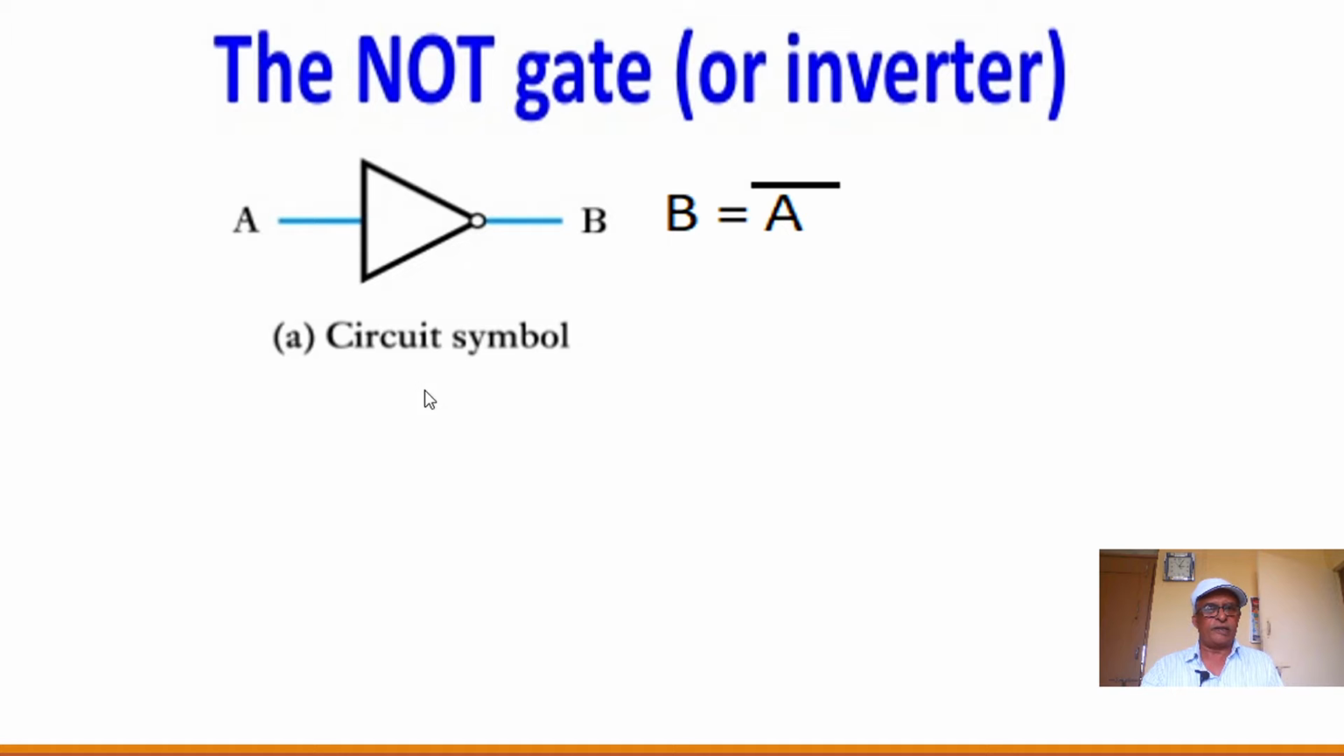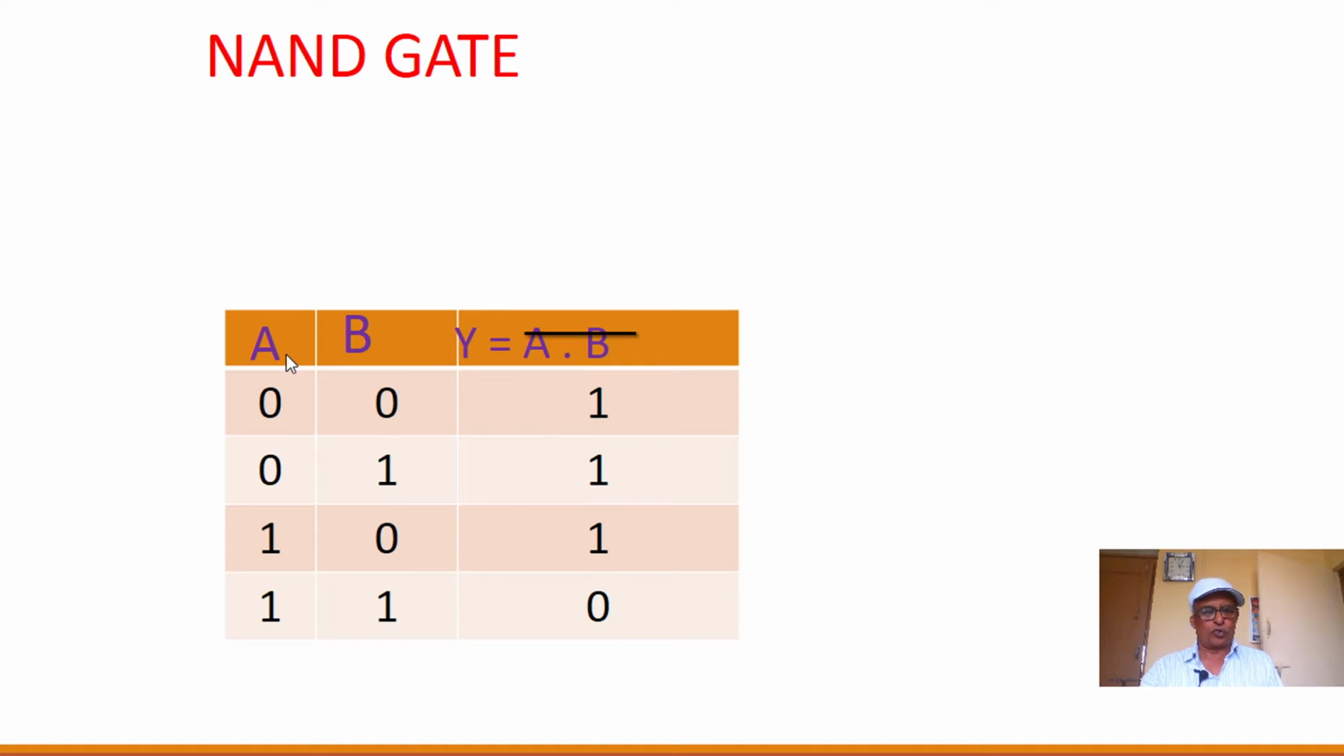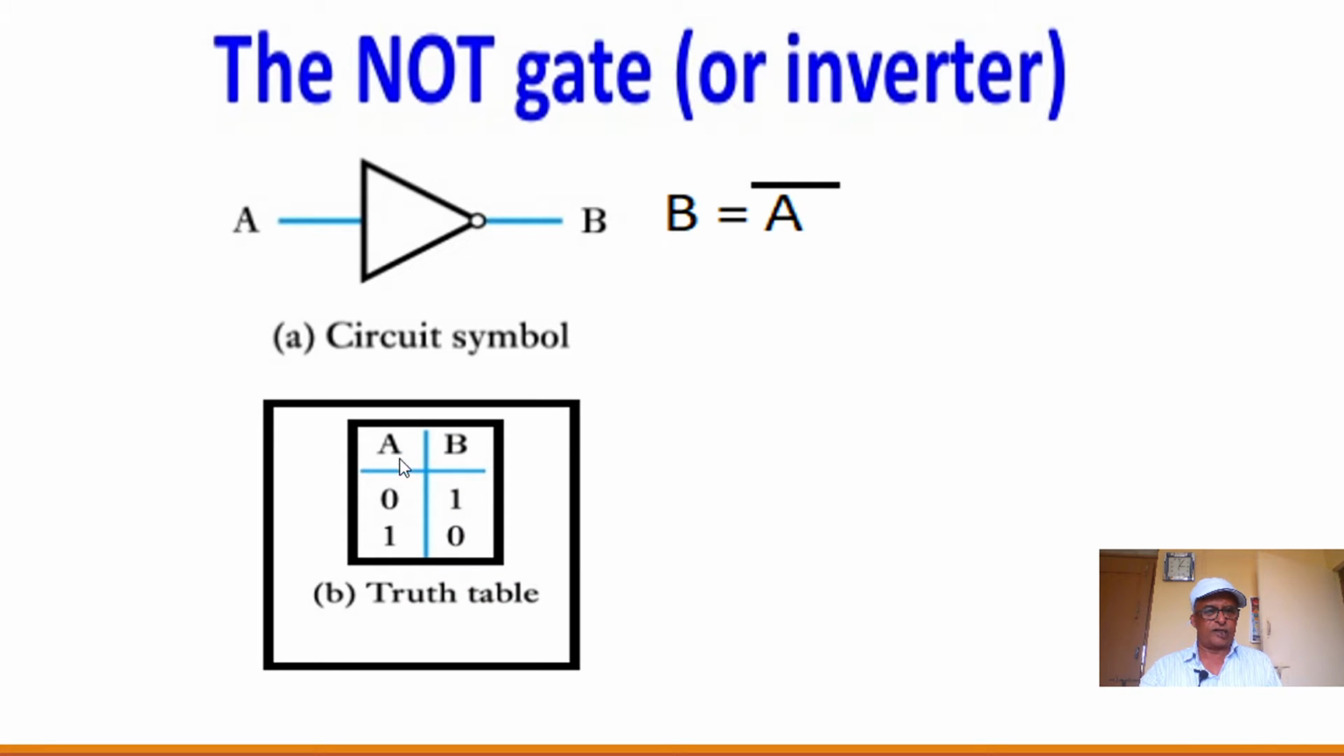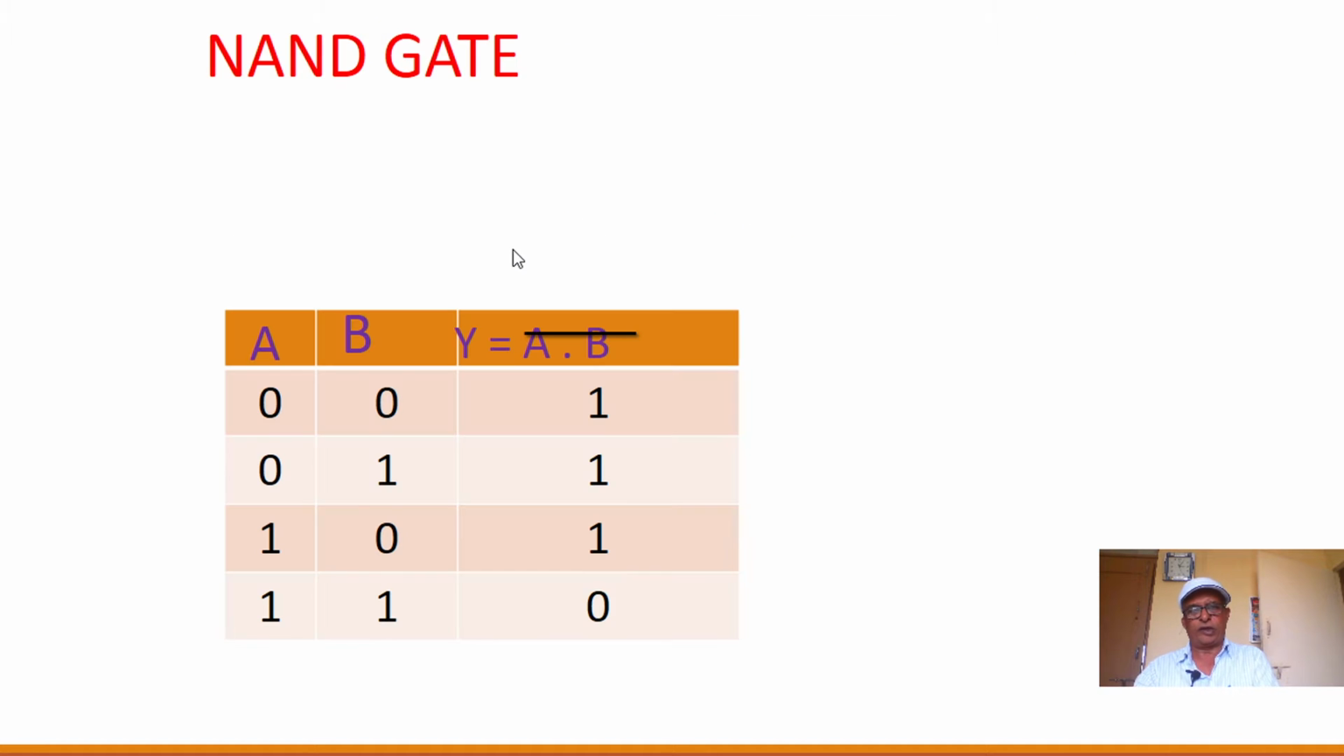Complement means opposite. So the truth table is like this. There is only one input A and the output is B. If A is 0, the output is its complement, 1, and if A is 1, the output is its complement, 0. Complement of 0 is 1, complement of 1 is 0. This is called a truth table. So the NOT gate is a circuit having one input and one output, and the output is the complement of the input.